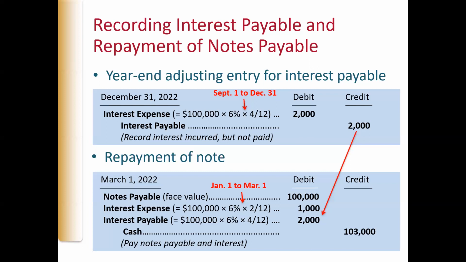Where did you get the 2 months in the interest expense? Where did you get the 2 months out of the 12 months? So with the interest, remember, this loan was a 6-month loan. It was taken out September 1st. So there were 4 months in at the end of 2022.